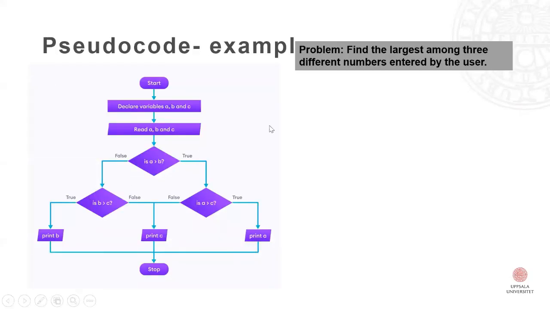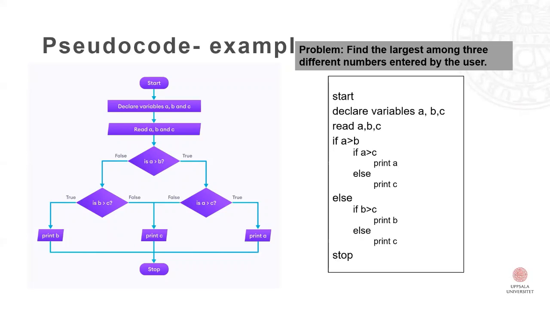So here we go back to the same problem for which we drew the flowchart, which was to find the largest among three different numbers. So let's see how its pseudocode would look. It will look something like this. You see, it's human readable. It doesn't have any symbols, but it has some sequence of instructions, and it has some indentation. At the beginning, we have a start. At the end, we have stop. And then we need to declare our variables. This is common in many programming languages, but not in Python.